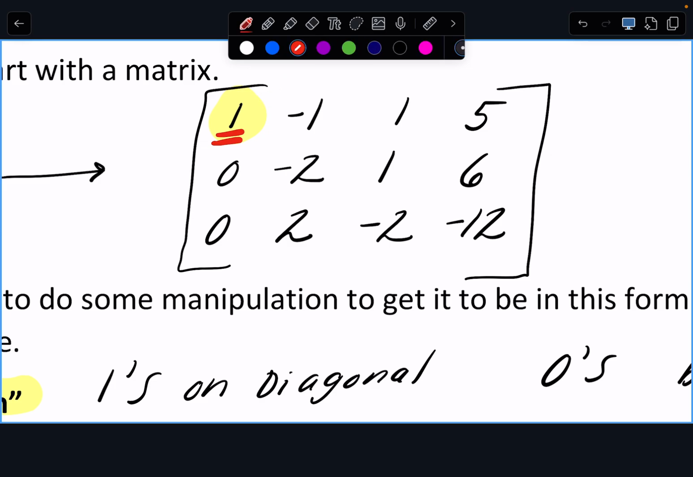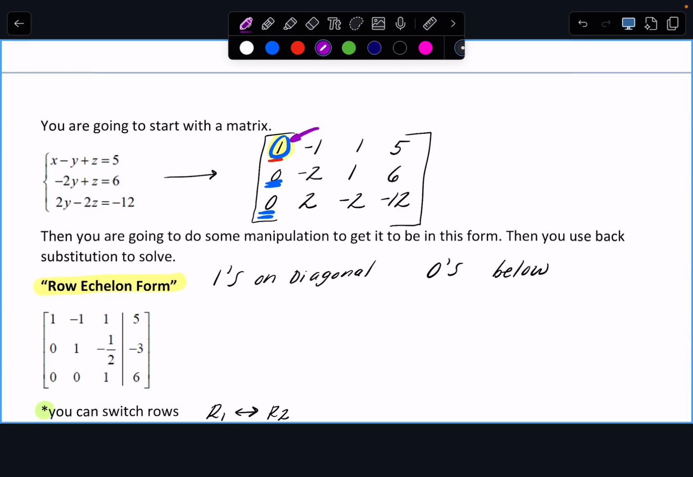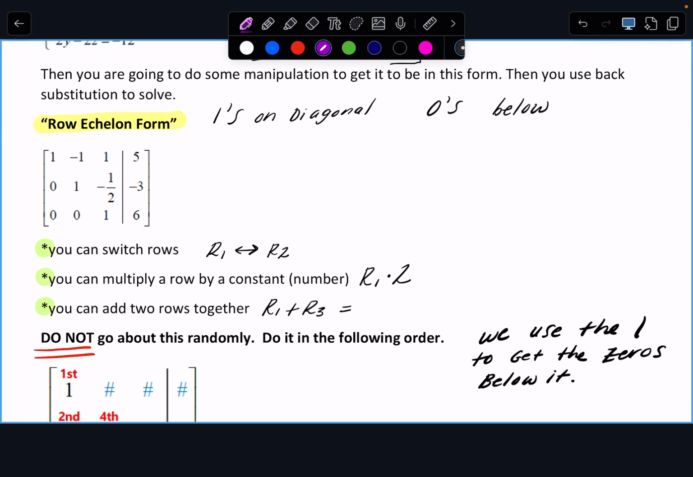Now, after you get a 1 in that position, you're then going to work on getting zeros below it. And you always use the 1 that you just got from the diagonal. When I say diagonal, you'll understand in a minute. You always use the 1 from the diagonal to get the zeros below. So here's what else you're allowed to do. You're allowed to add 2 rows together.